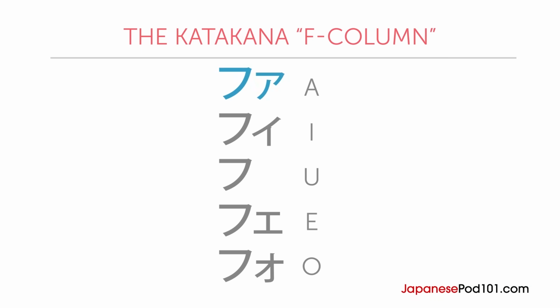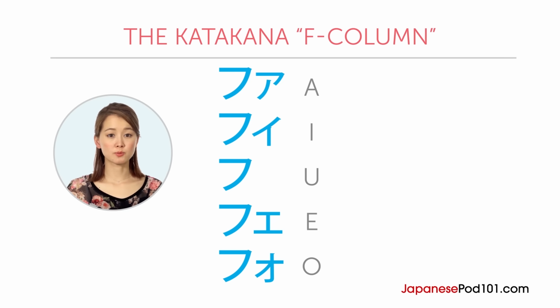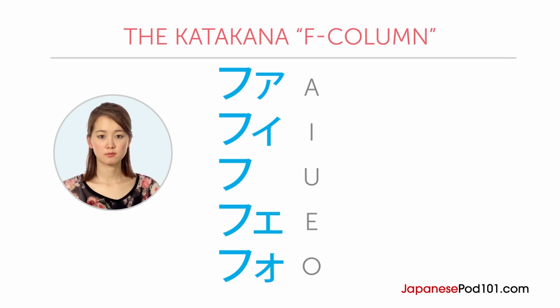Fu is special as it's the only syllable in Japanese to have a sound very close to an F sound. You combine fu with smaller versions of the katakana vowels to make a whole F column. Fa, fi, fu, fe, and fo. Take note that you don't combine a small u to fu since it already ends in a u sound.